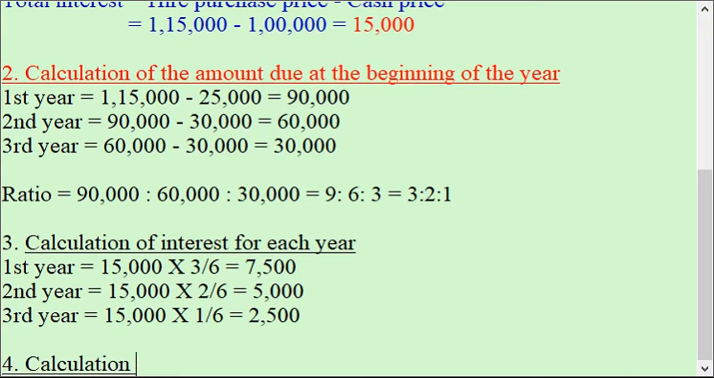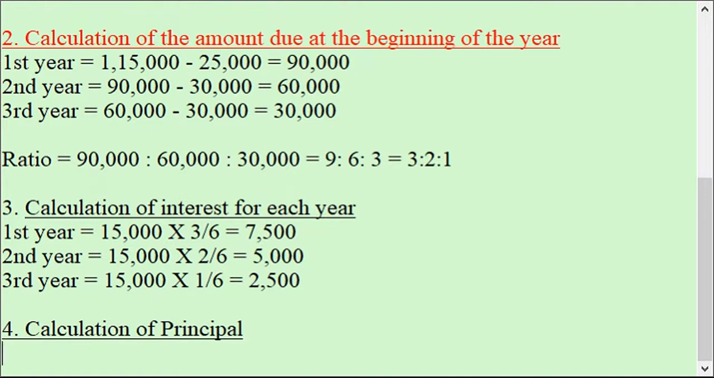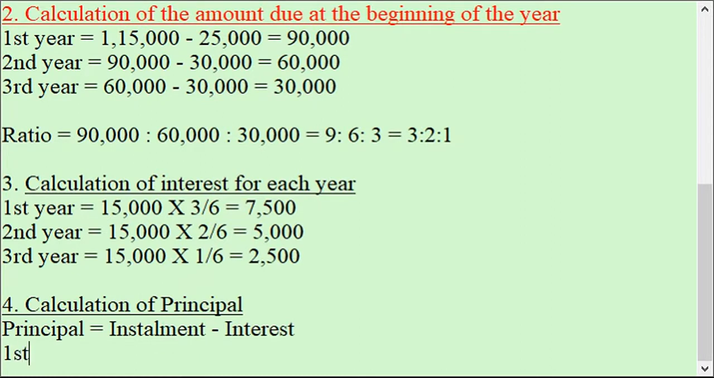Calculation of principal. So principal is equal to installment amount minus interest. So first year, you are paying an installment of 30,000 and the first year interest is 7,500. So 22,500 is the principal amount.